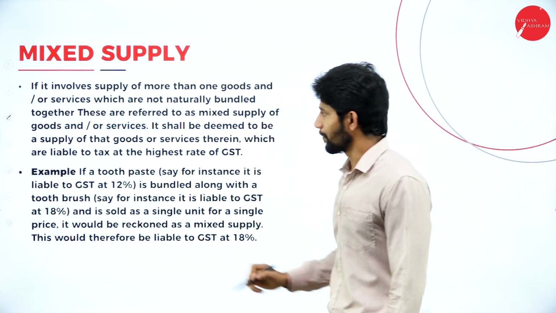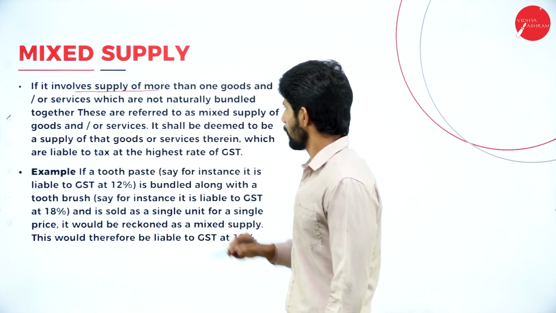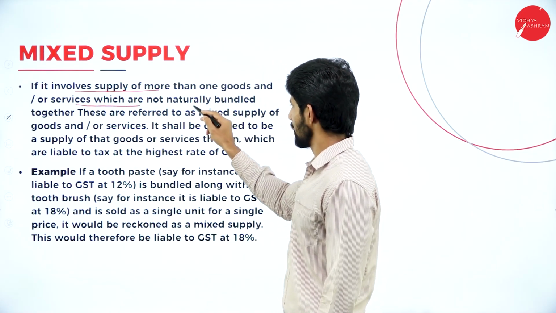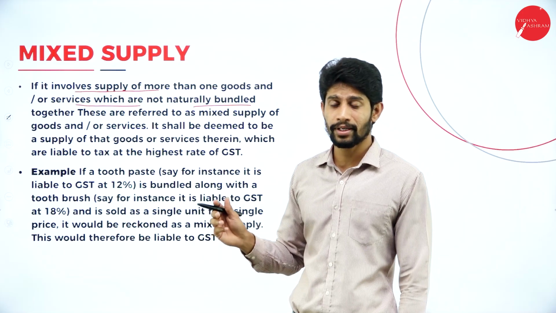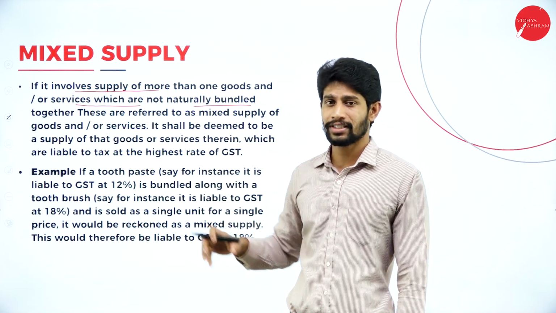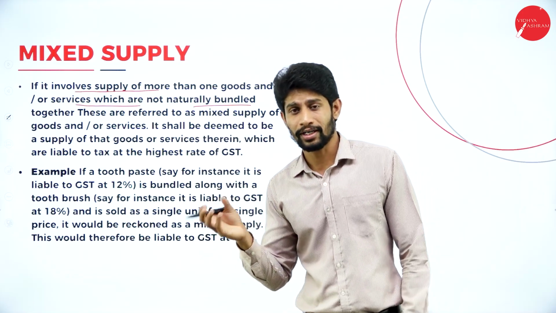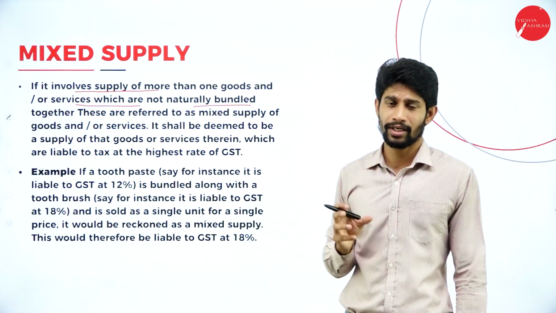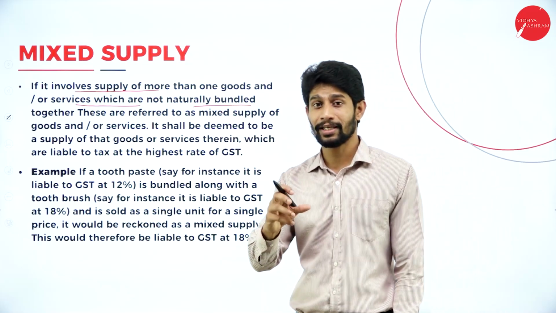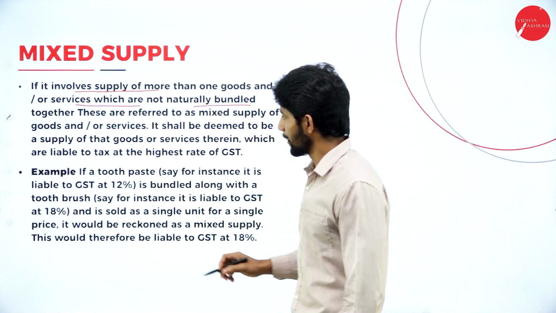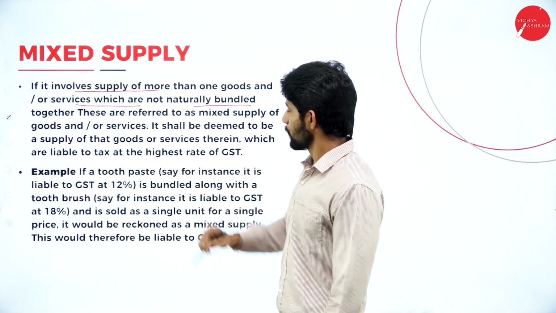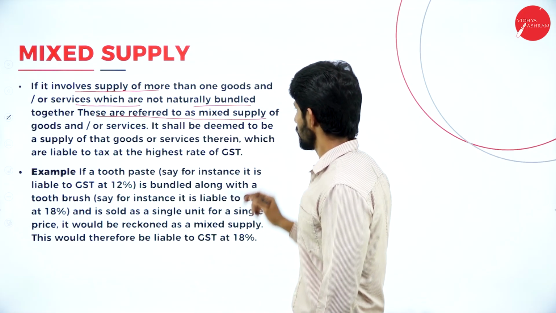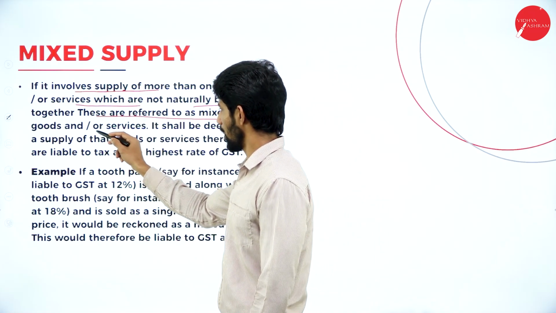Next one, mixed supply. It involves a supply of more than one good and or service which are not naturally bundled. Not naturally bundled means they are not depending on each other. In a composite supply, the goods depend on each other, but in a mixed supply, the goods are independent; they are not depending on each other. So the goods which are not naturally bundled together are referred to as mixed supply of goods or services.